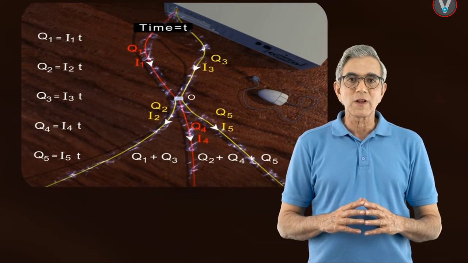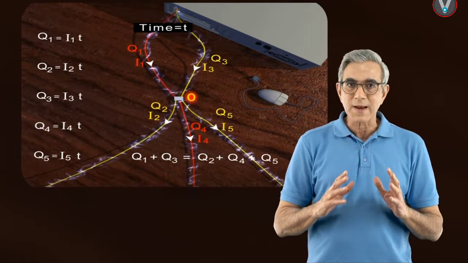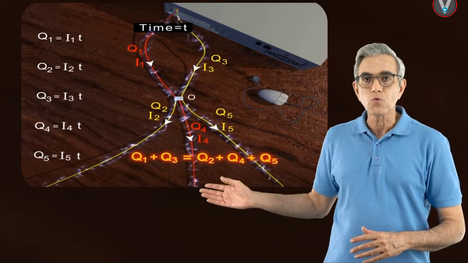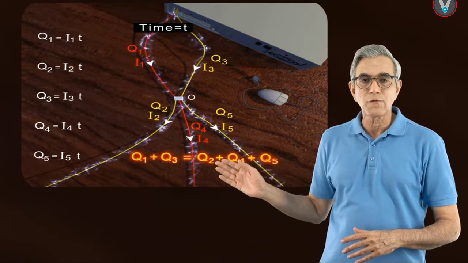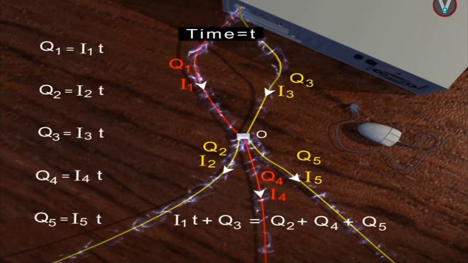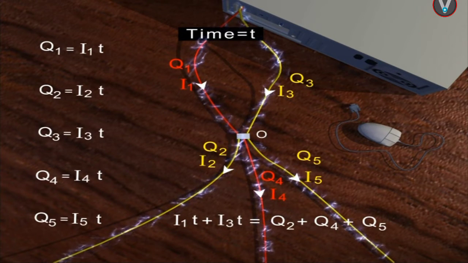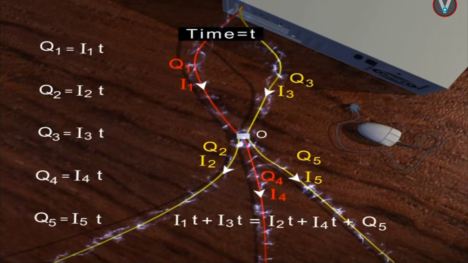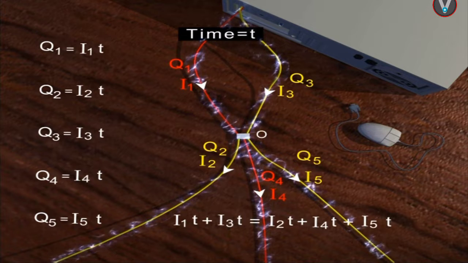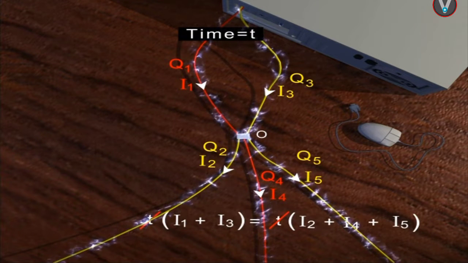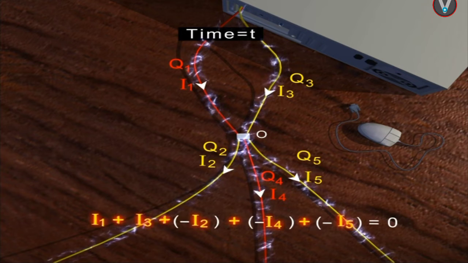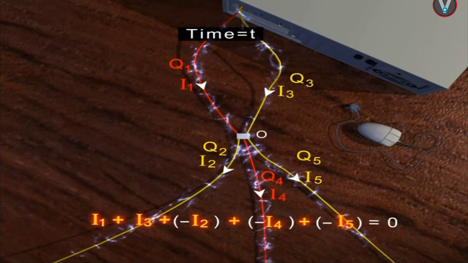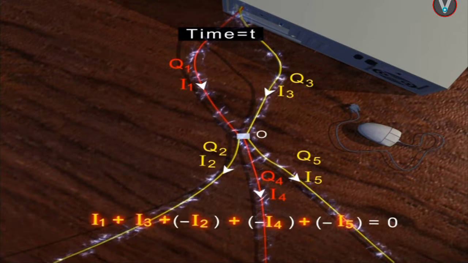Hence, from the conservation of electrical charge at O, we get Q1 plus Q3 is equal to Q2 plus Q4 plus Q5. Therefore, I1t plus I3t is equal to I2t plus I4t plus I5t. Therefore, I1 plus I3 plus minus I2 plus minus I4 plus minus I5 is equal to 0.